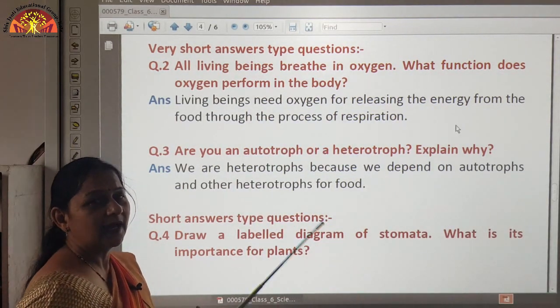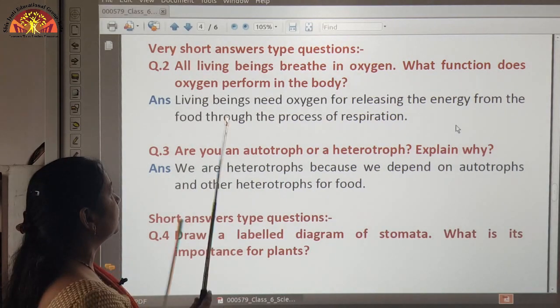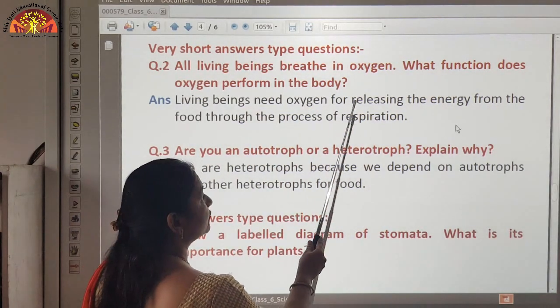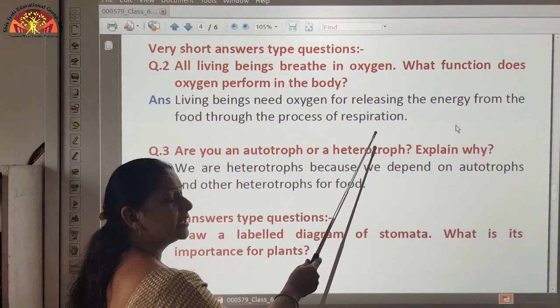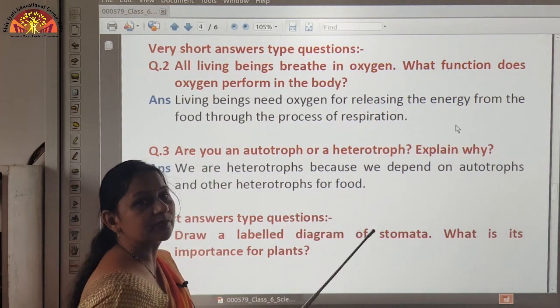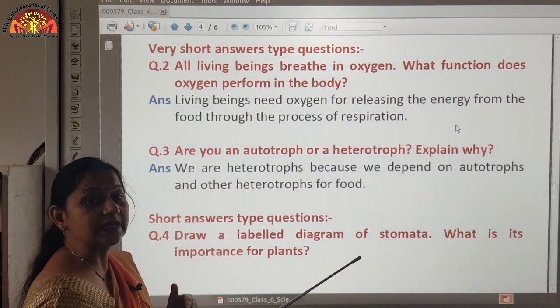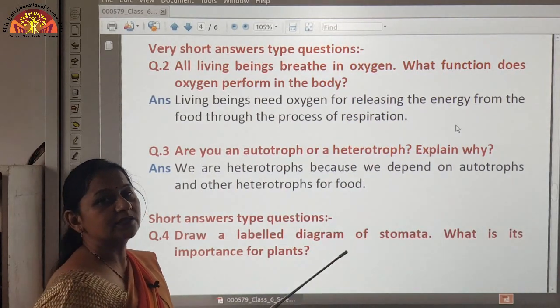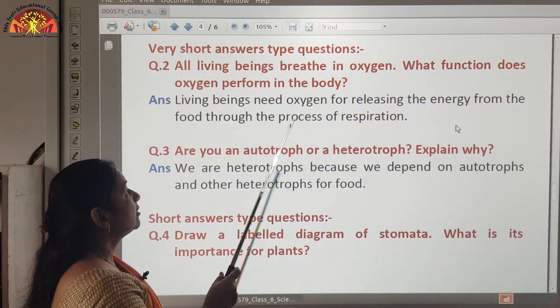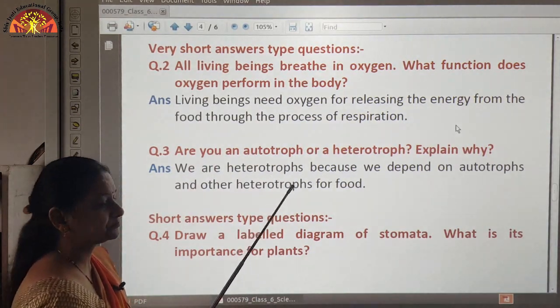Human beings and animals breathe in oxygen. And what is this oxygen doing in our body? Living beings need oxygen for releasing the energy from the food through the process of respiration. Respiration is the process in which oxygen is used to release energy. We get energy from the food, and this energy is obtained by the oxygen by the process of respiration.